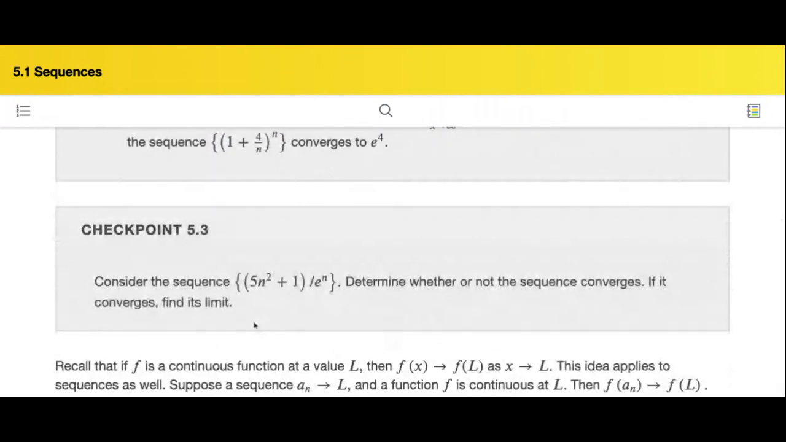Okay, try 5.3. So that's a sequence, (5n squared plus 1) over e to the nth power. Determine whether or not the sequence converges. By analysis, e to the nth power grows much, much faster than the quadratic function 5n squared plus 1. So that means this sequence should go to 0, approaching 0. But you can try it. That's right, this would converge to 0 because the denominator dominates.